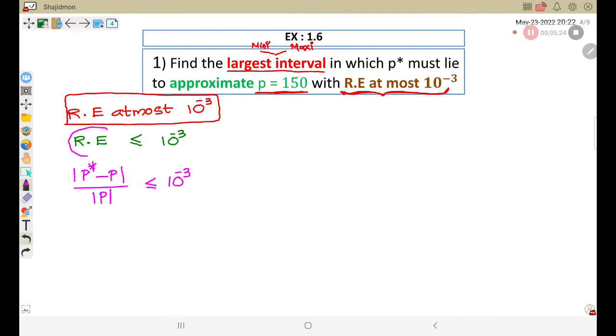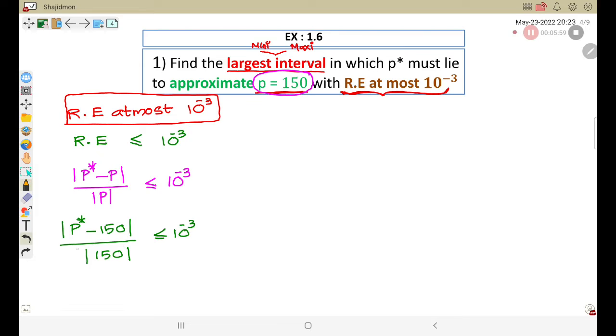Okay, this relative error we substitute here: the rule is absolute of p minus p star divided by absolute of p. Now just apply the p number. It is already given in the question. What is the p number? 150, correct? So we can write absolute of p star minus p number, which is 150, divided by absolute of p number, again 150, less than or equal to 10 power minus 3, correct?